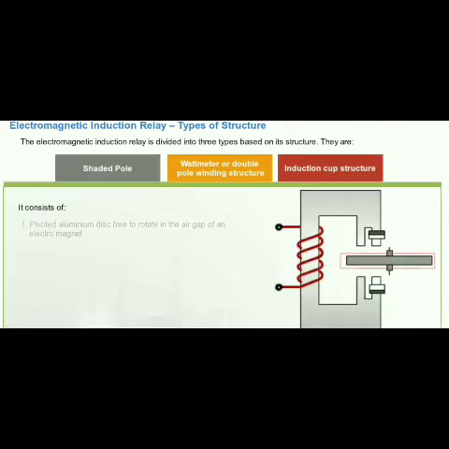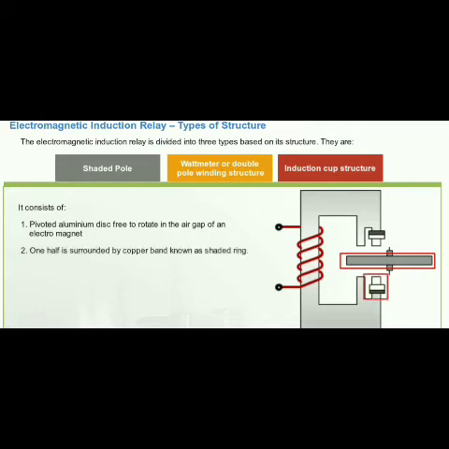The electromagnetic induction relay is divided into three types based on its structure. They are shaded pole, wattmeter or double pole winding structure, and induction cup structure. In the shaded pole structure, a pivoted aluminium disc is free to rotate in the air gap of an electromagnet.